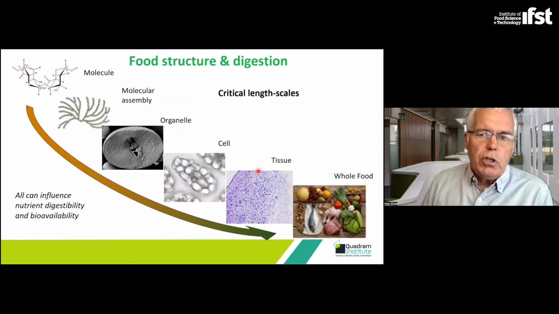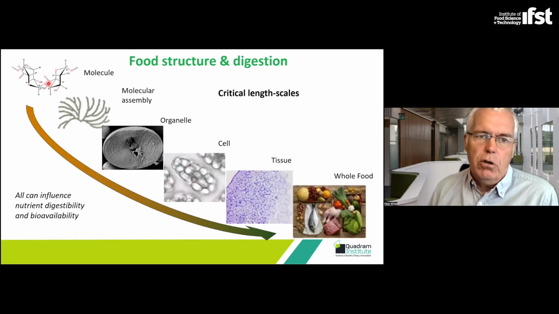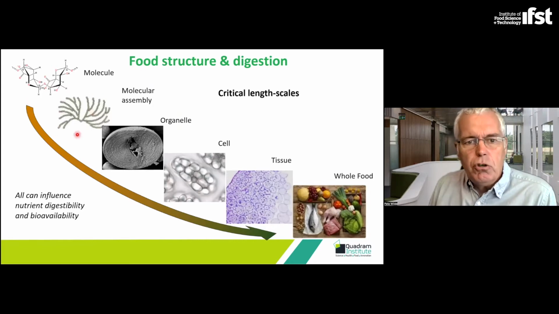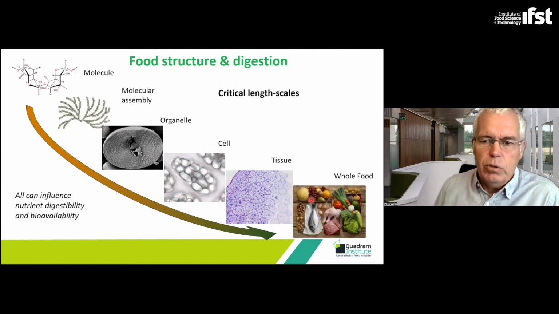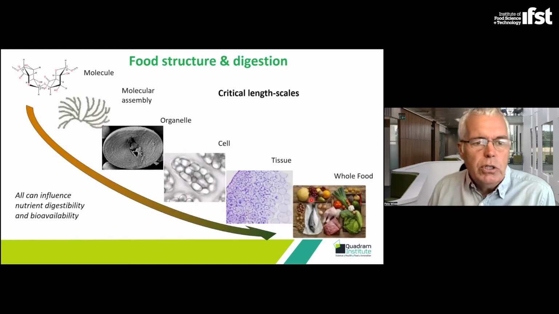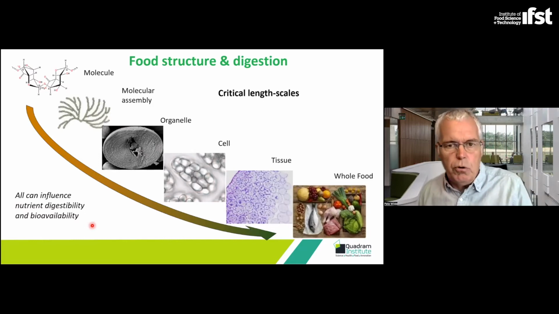So what I mean by food structure, well, this could form a whole range of length scales. So it goes from the molecular level, how those individual molecules are assembled into larger structures, into organelles. The cell is very important because it can encapsulate all those nutrients within a cell and within a larger tissue structure, and ultimately to the level of the whole food itself, which has to be mechanically broken down. And all these length scales can influence the digestibility of those nutrients and their bioavailability. And I'll give some examples as we go through.